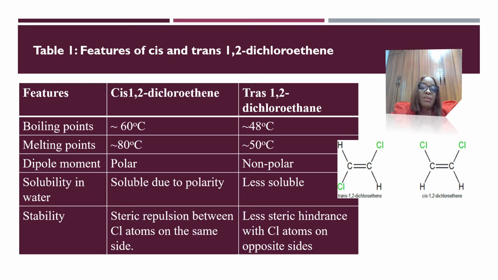Solubility in water. Cis 1,2-dichloroethene is slightly more soluble due to polarity. Trans 1,2-dichloroethene is less soluble because it is nonpolar. And then stability. Cis 1,2-dichloroethene is less stable than trans due to steric repulsion between chlorine atoms on the same side. The trans 1,2-dichloroethene is more stable due to less steric hindrance with chlorine atoms on opposite sides.